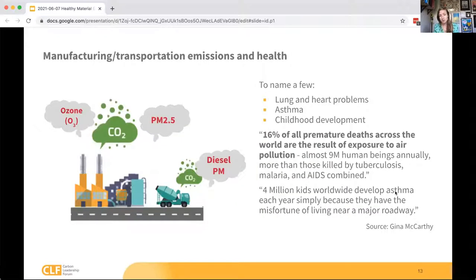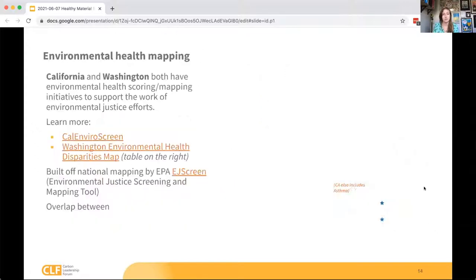And if we look instead at the more immediate impacts coming directly from manufacturing and transportation emissions, there is a huge number of other impacts that are more related to air quality often. So lung and heart problems, asthma, and a number of childhood development issues. And again, I'm really only skimming the surface of this because I just want to help people understand how these are related. I highly recommend reading more about these issues.